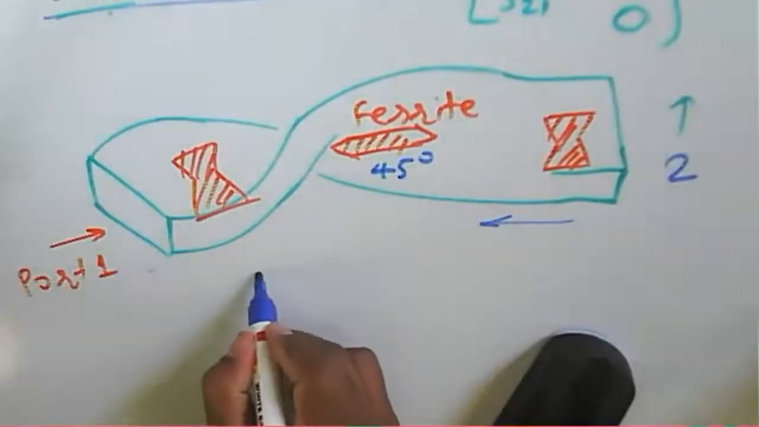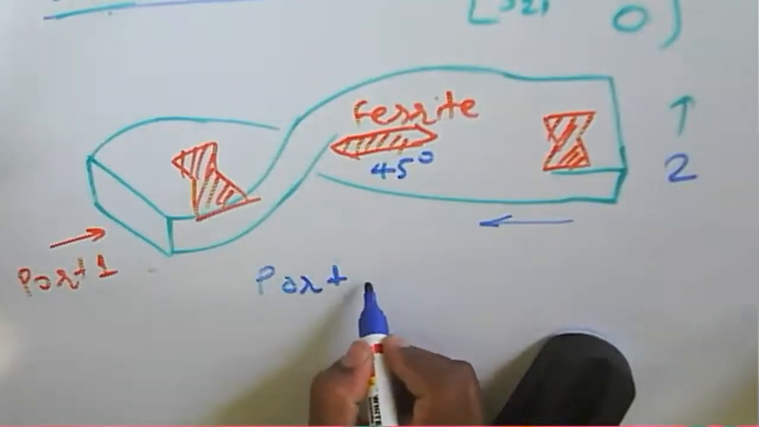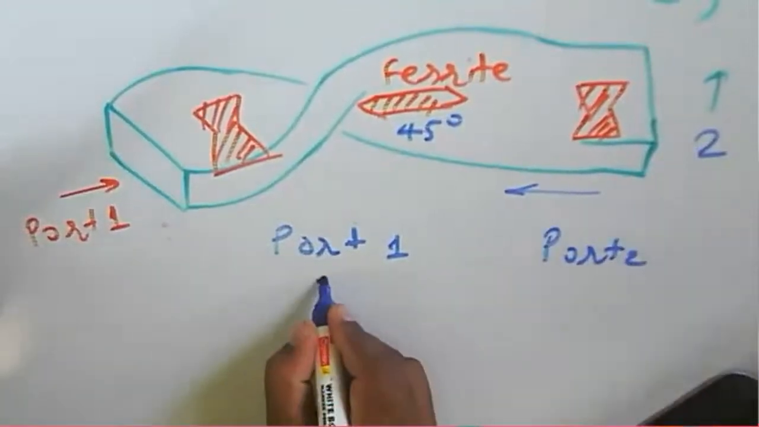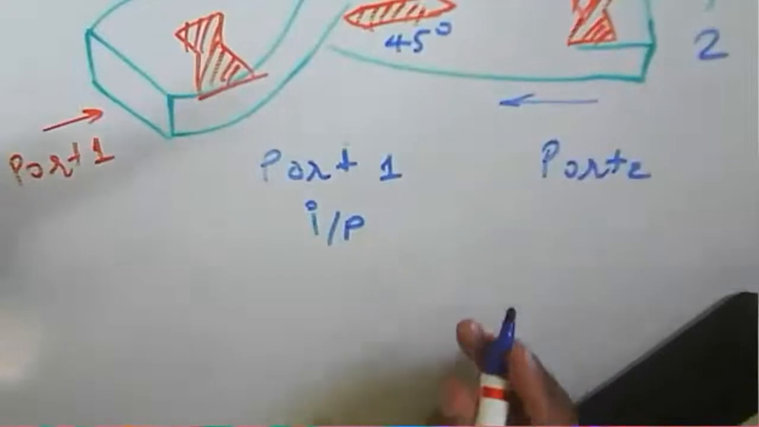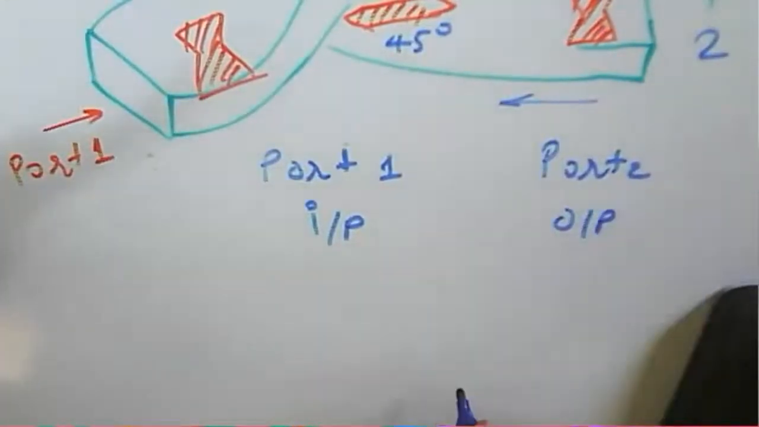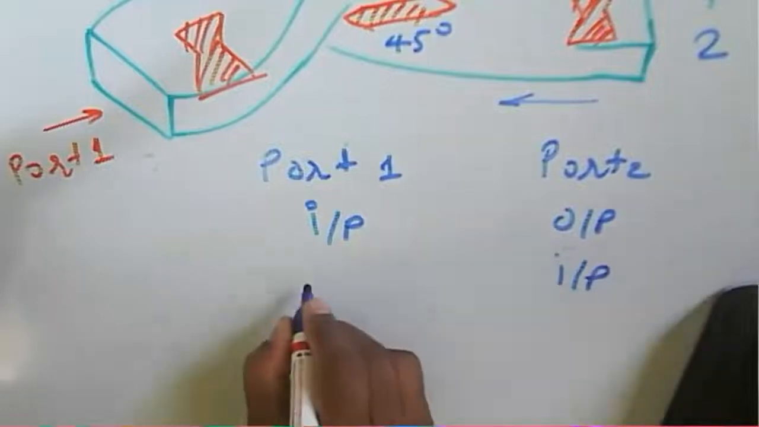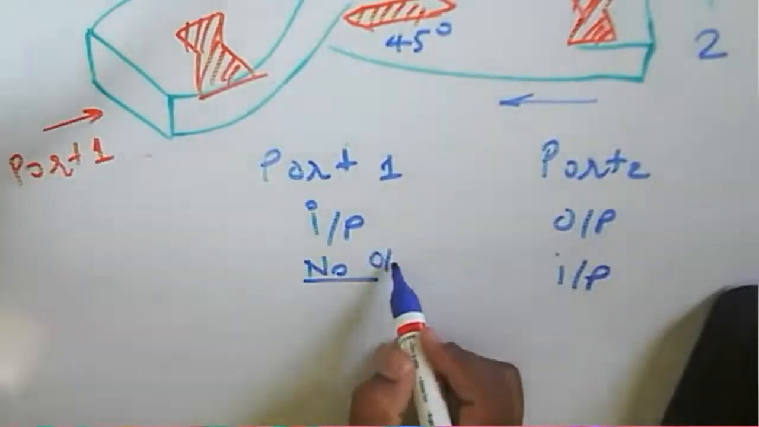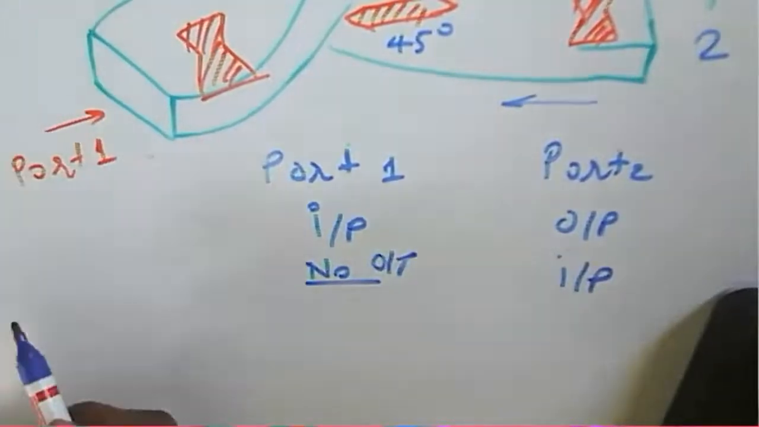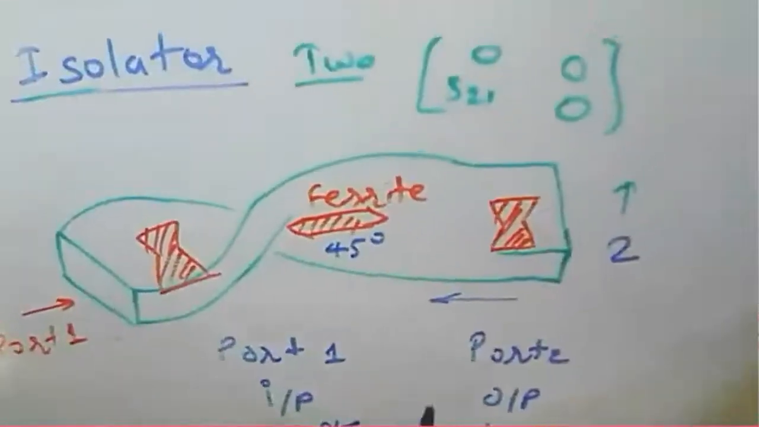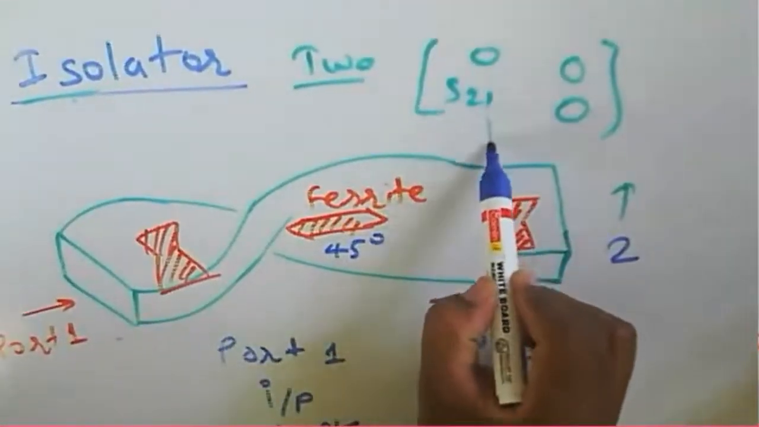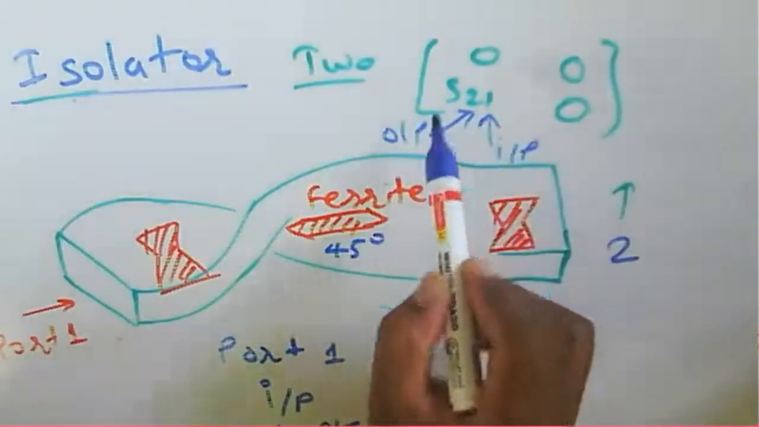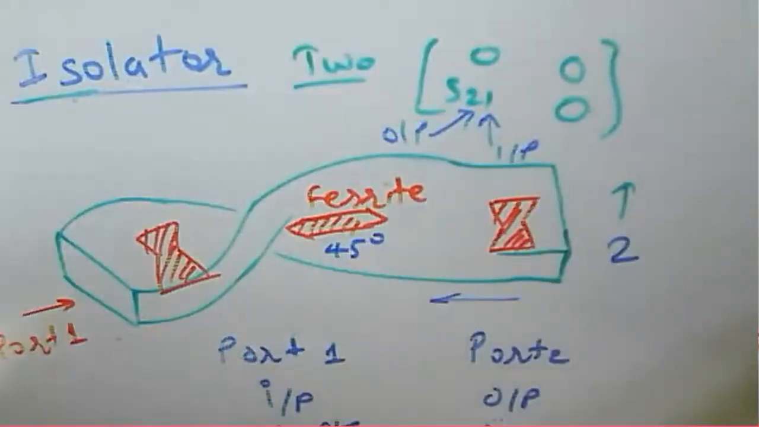So that's why here we say that for port 1 and port 2, if we provide the input to port 1, the output will be available at port 2. If we provide the input to port 2, there is no output at port 1. So that is the S matrix of the isolator. If we provide the input to port 1, the output is available at port 2. All other components are 0. That is about the isolator.